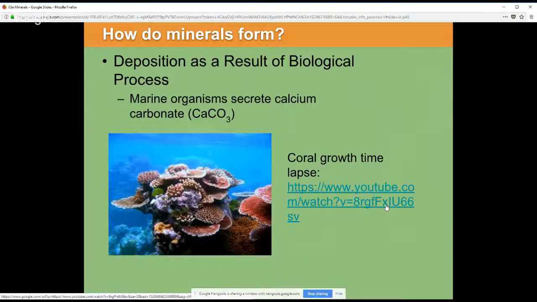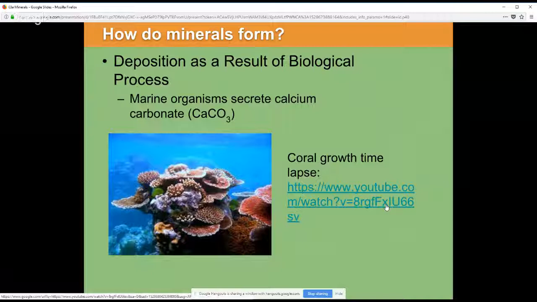And then the third example we'll talk about is deposition from a biological process. And this is actually a little bit debatable depending on how you define a mineral, because marine organisms are pulling the calcium carbonate out of the water and forming their homes out of it. And a lot of times they're forming the mineral aragonite. In some cases they're forming calcite. And later on, these minerals are altered by geologic processes, which then definitely makes them minerals in terms of the official definition. And we'll talk about that when we talk about how minerals are defined.